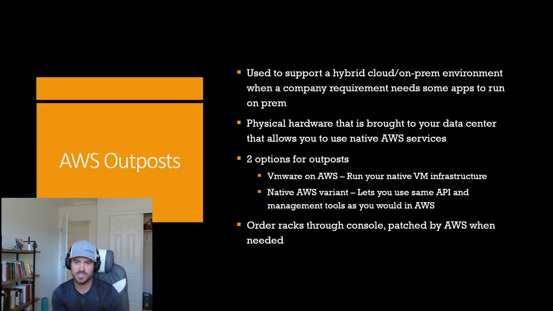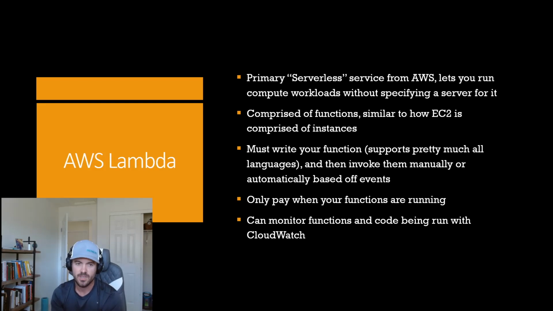But you've got two options for Outposts. You've got VMware on AWS, which runs your native VM infrastructure, if you're doing something like that. And then you've got the native AWS variant, which is just going to let you use the same API or the existing API management tools that you would use and come to expect in AWS. Okay. You order racks through the console, and then it's kind of nice because AWS will actually patch their racks when it's needed.